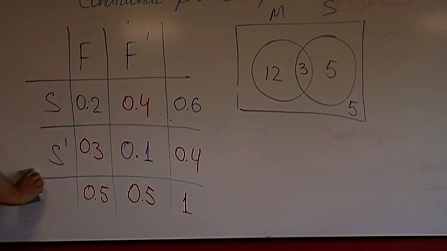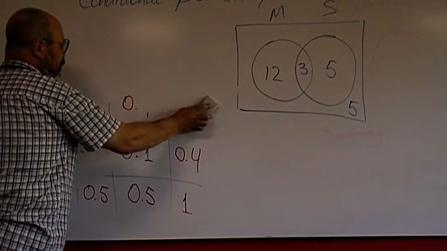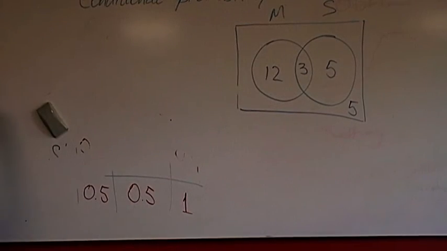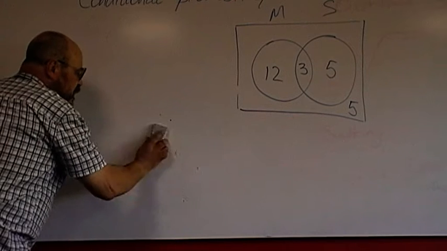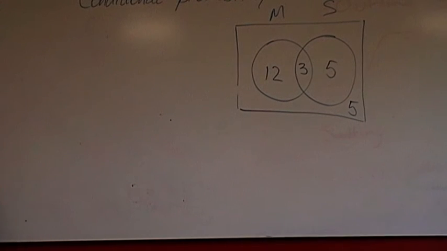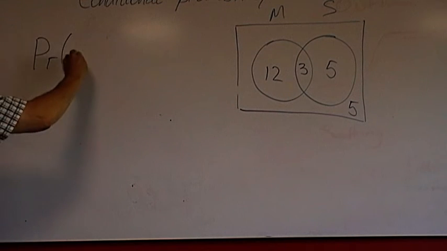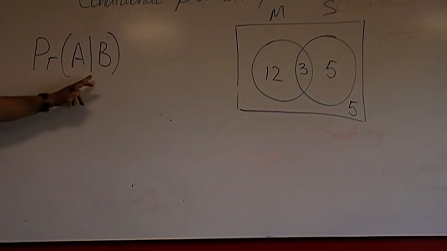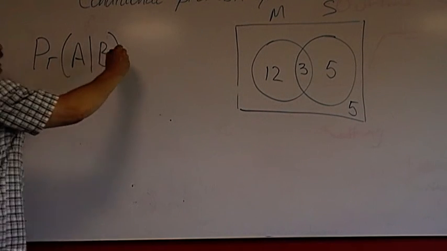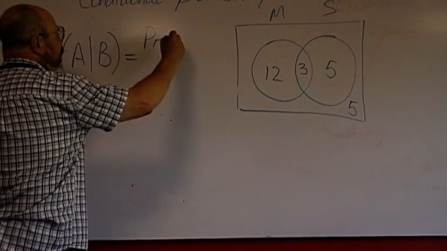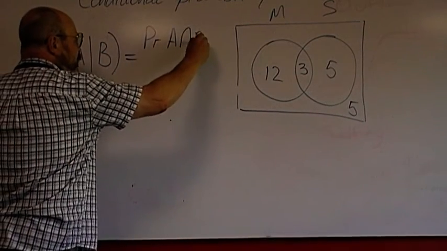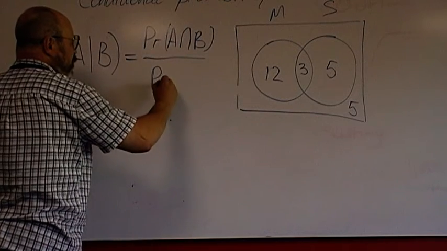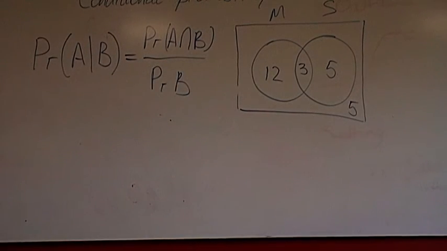Now, conditional probability. Notation is probability of A given B. We read this as probability A given B. And by definition, it's equal to the probability of A intersection B over the probability of B. That is the definition of the conditional probability, probability A given B.